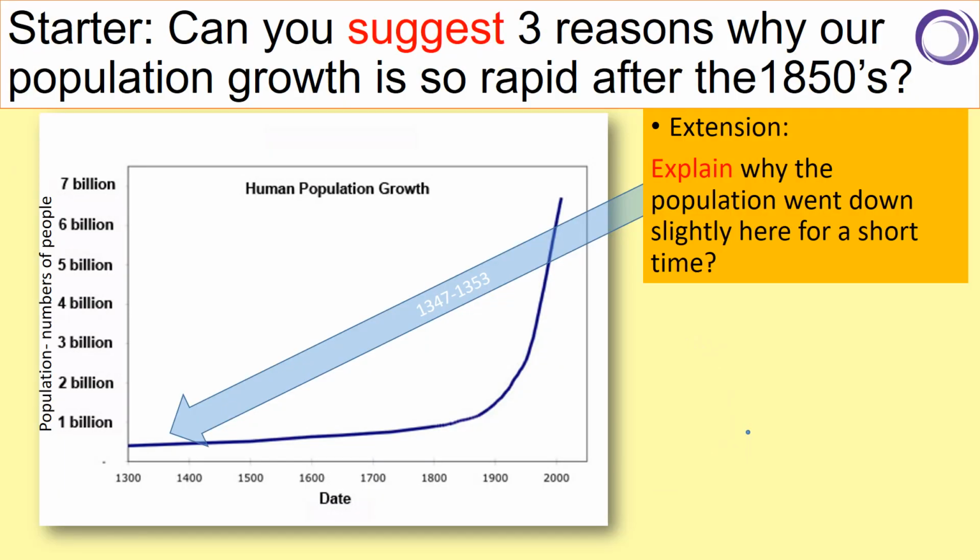So here's the starter. Can you suggest 3 reasons why our population growth is so rapid after the 1850s by looking at the graph below? The suggest command word simply means you presenting a possible case or an argument by drawing on your own knowledge. The extension is to explain why the population went down slightly here for a short time, as shown by the red dot. I'm going to give you 1 minute starting from now.